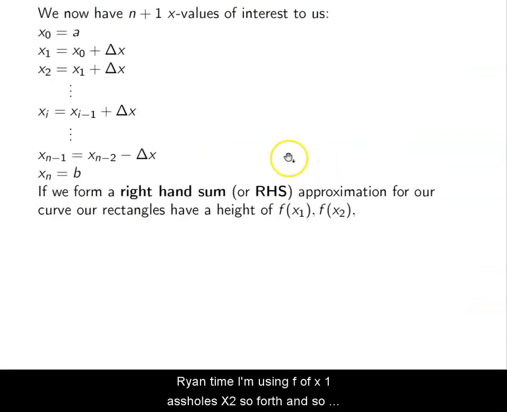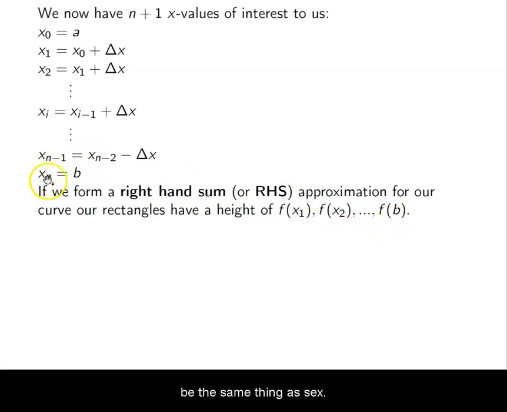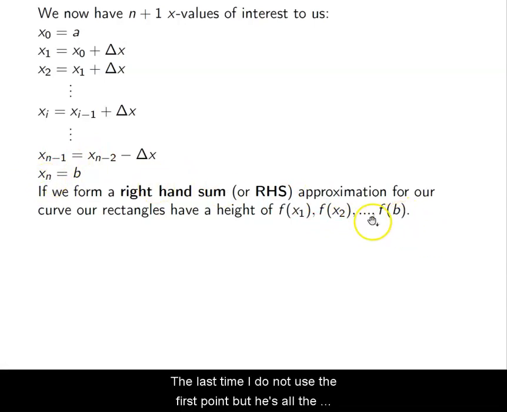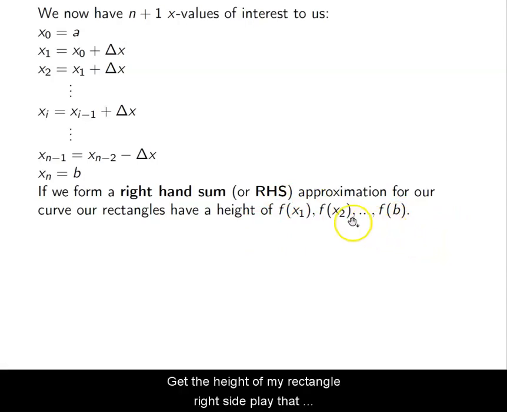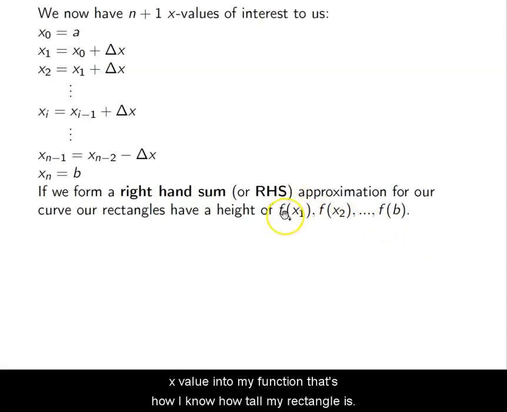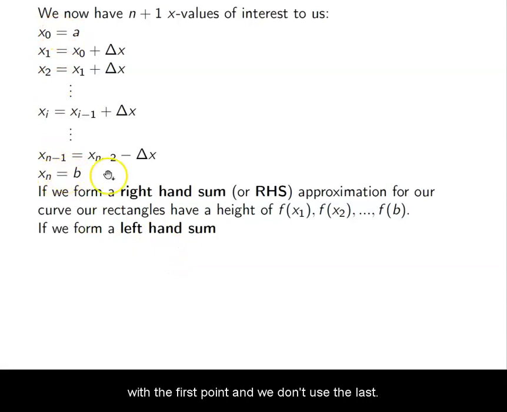So for right-hand sum, I'm using f of x1, f of x2, so forth and so forth until f of the endpoint, f of xn, or in our case, f of b. It's the same thing as xn, the last term. I do not use the first point, but I use all of the other points in order to get the height of my rectangle. So I plug that x value into my function. That's how I know how tall my rectangle is. For left-hand sum, it's the same thing, except we start with the first point and we don't use the last point.